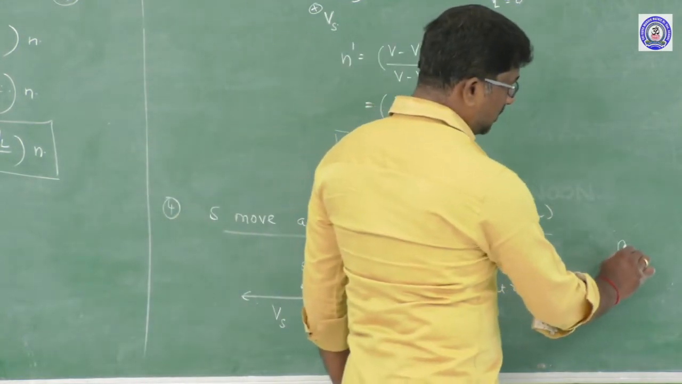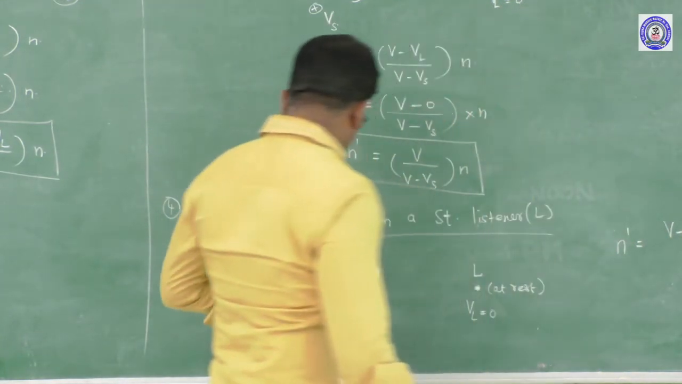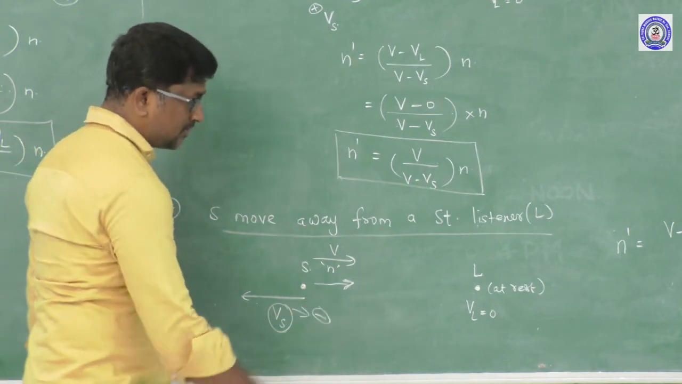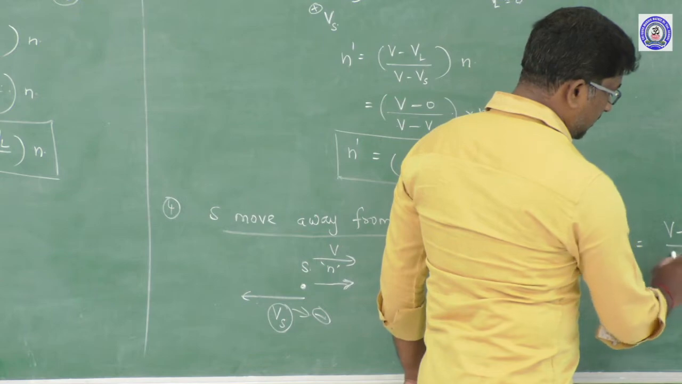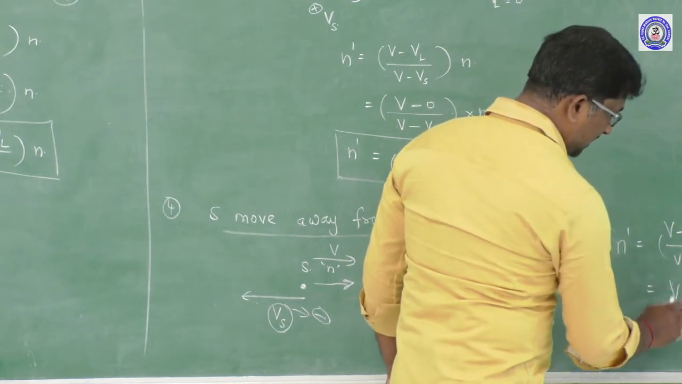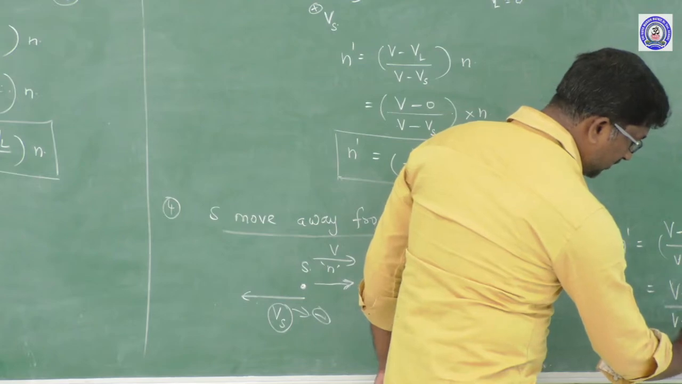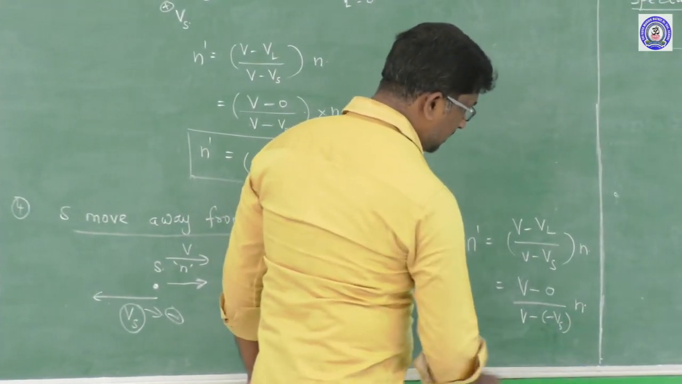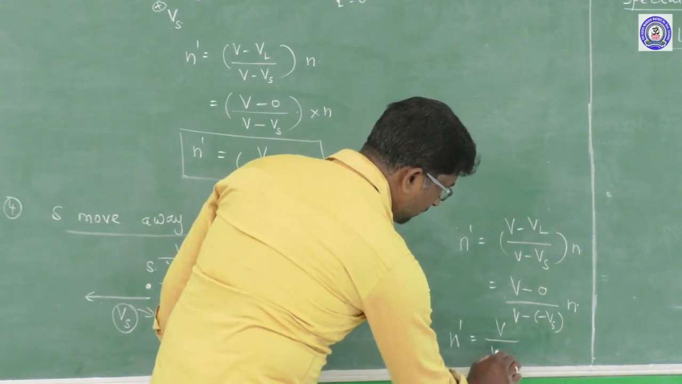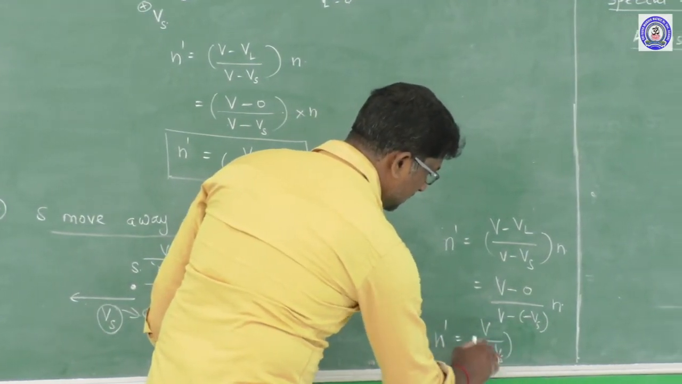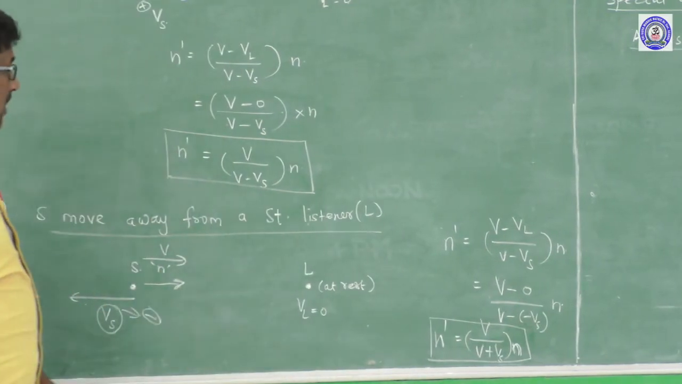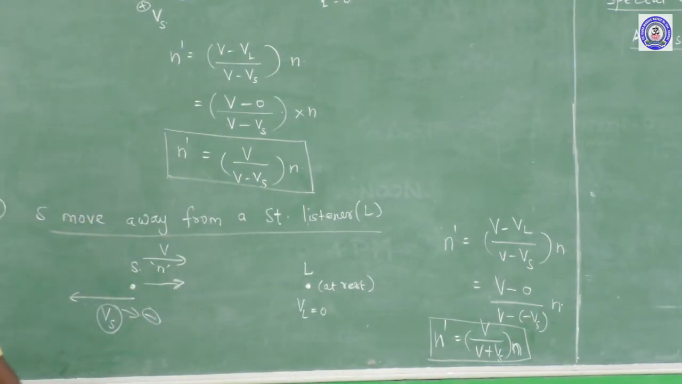The apparent frequency formula: N prime is equal to V minus VL divided by V minus Vs into N. Here the velocity of the source and the velocity of the sound are in opposite direction, so Vs must be negative. V minus VL value is 0, divided by V minus Vs value is minus Vs, into N. Then the final formula: N prime is equal to V divided by V plus Vs into N. So this is the apparent frequency formula if the source is moved away from the stationary listener.